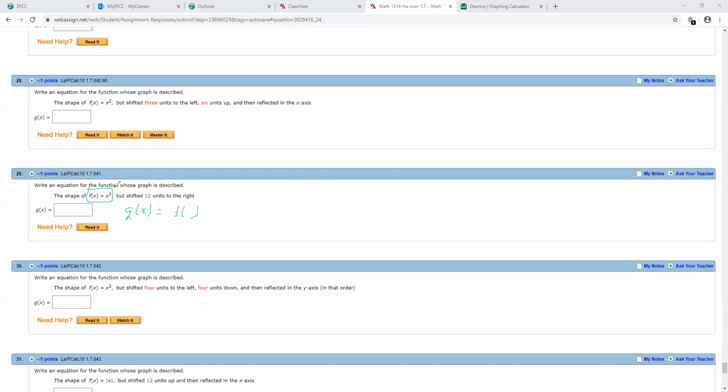To shift the original graph, which way? To the right 12 units. So doesn't to the right mean a horizontal transformation? Yes. So we would take this graph. This is what the basic x cubed function looks like, and we just move it all to the right.